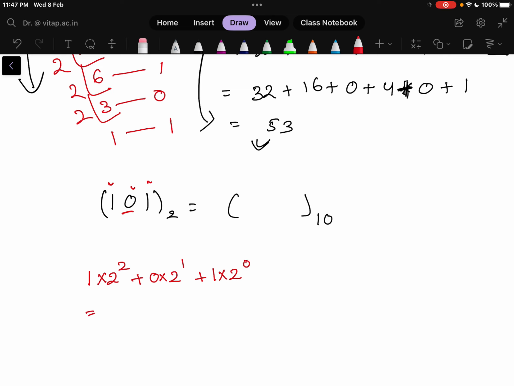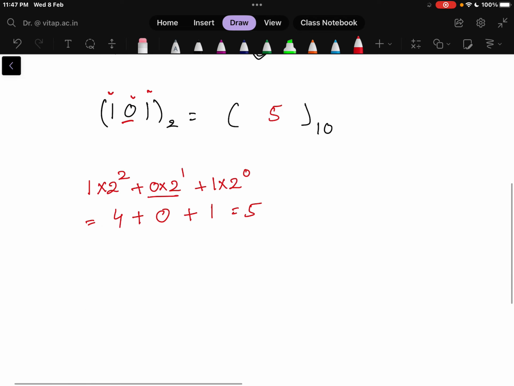So what will it be? First, 2 to the power 2 is 4, plus 0 because 0 is multiplied, plus 2 to the power 0 is 1 and 1 into 1 is 1. So this is equal to 5. The answer here you have to write as 5. So the decimal equivalent of binary 101 is 5.